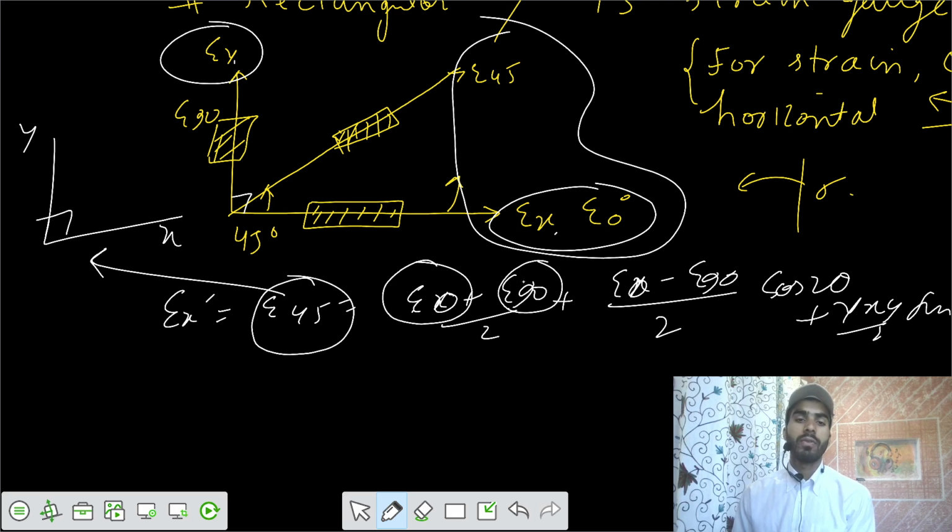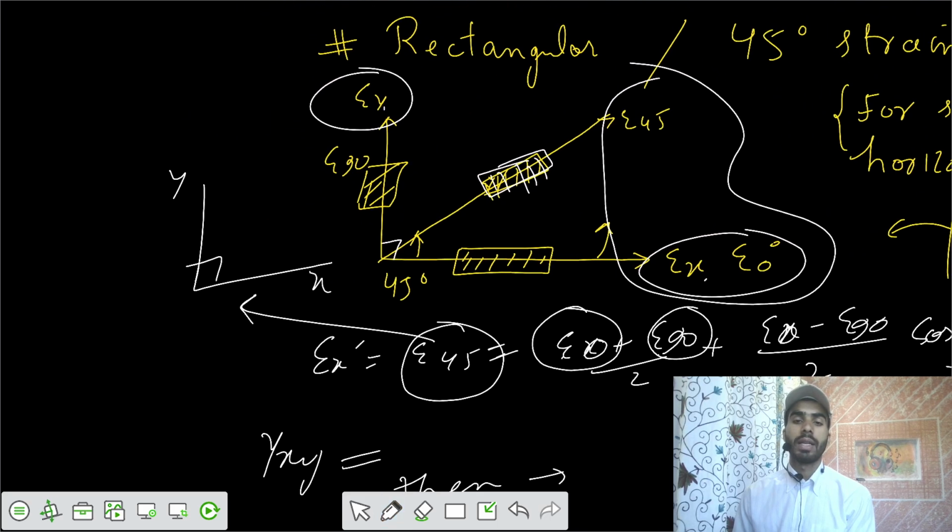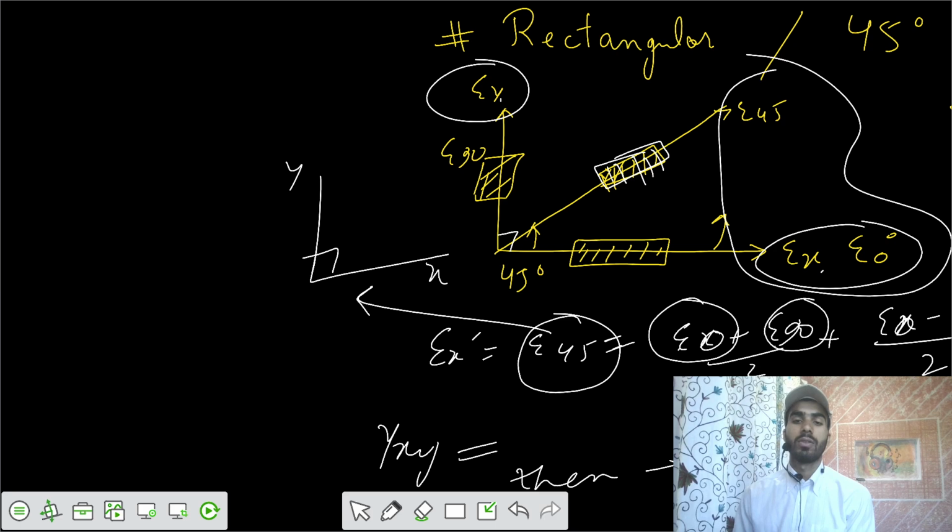This E45 we also know from the strain gauge. It can calculate the strain along the E45 direction. Then it will give you gamma XY. Now you can get any gamma XY. So you got the gamma XY. Then after that, the question would be designed accordingly to get any other thing. You can then accordingly calculate other things also.